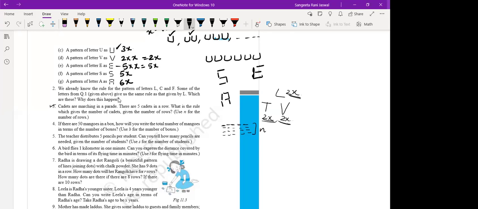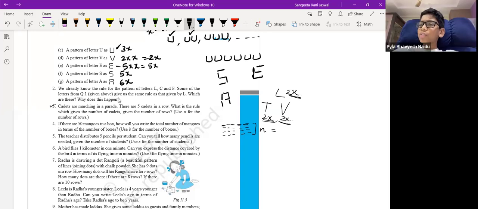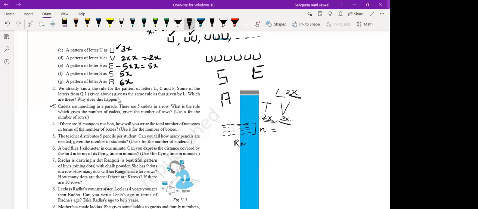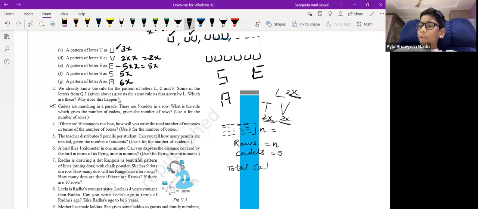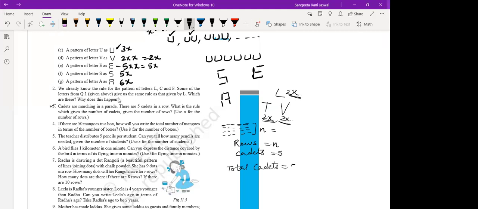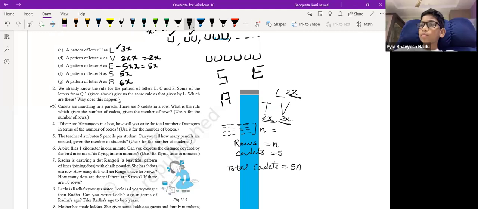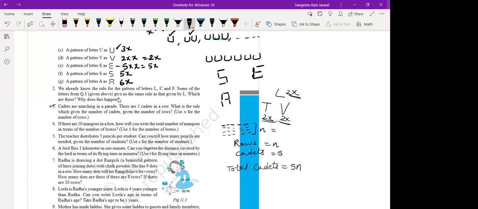5 cadets in one row. Rows are n. This is one row, this is second row, third row, fourth row, and so many n rows. So what will be the rule? Rows are n, cadets are 5. Total cadets will be how many? Ma'am, 5n. Very good. Total cadets will be 5n.